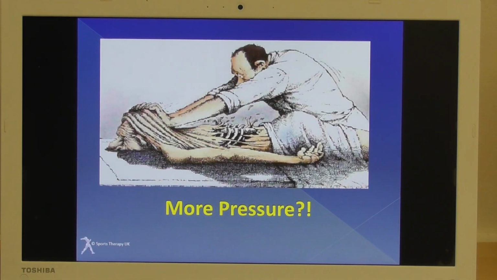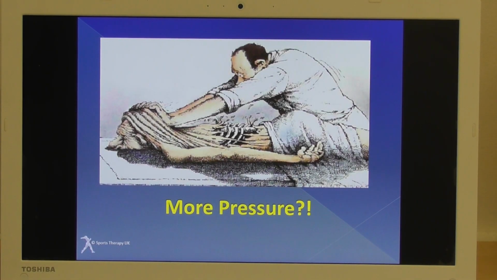Hi there people. We're going to talk about knots, tender points and trigger points, clear up some myths, what they mean, and hopefully get rid of using that word knot. We'll start talking about fibrotic areas and these words, tender and trigger points.